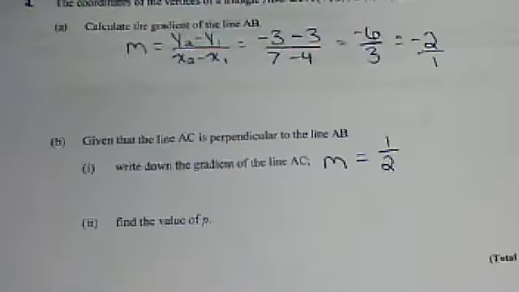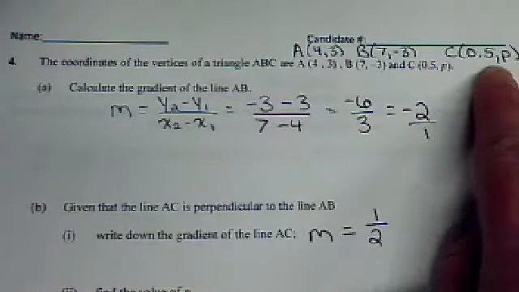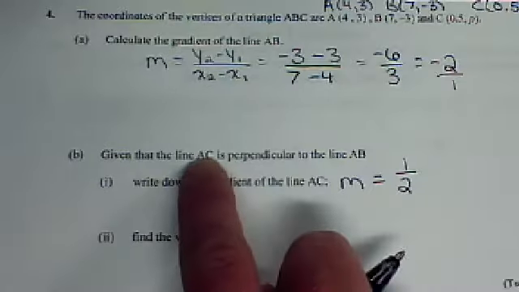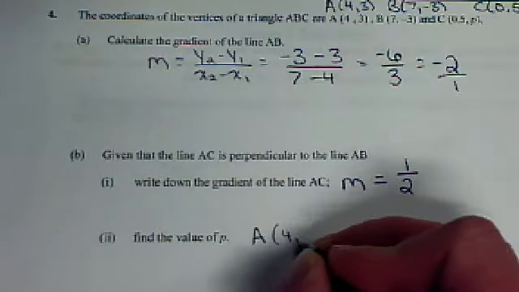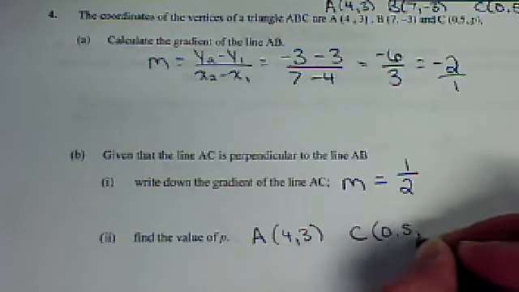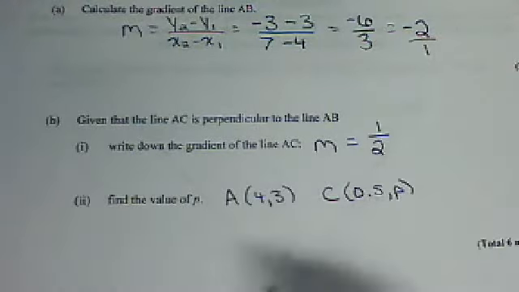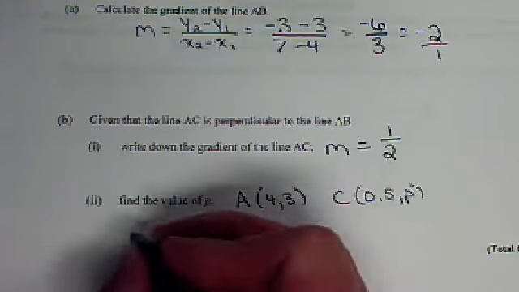The next part asks us to find the value of P. Well, P was part of C. So let's think about this. AC is the one that has the slope of this. A is (4, 3), and C was (0.5, P). The slope between those 2 points is 1/2. So one way to do this is to actually use the slope formula.